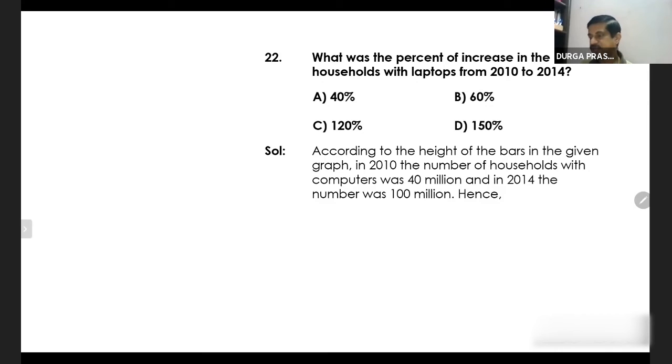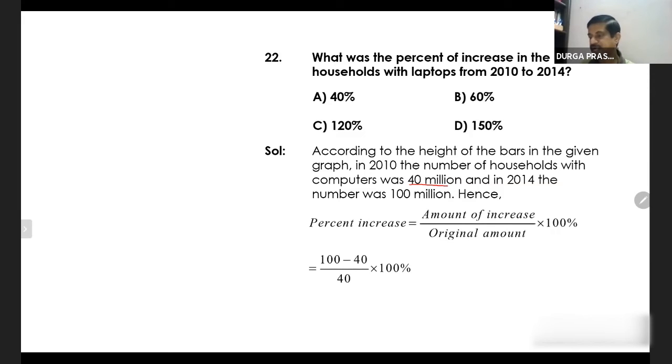So 2010 to 2014. In 2010 it was 40 millions, and in 2014 it is 100 millions. So the amount of increase by the original amount into 100. The amount of increase is 100 minus 40, by the original amount, 40, into 100. So that is nothing but 60 by 40 into 100. We get it as 150% increase. So the option is D. Please note it fast.